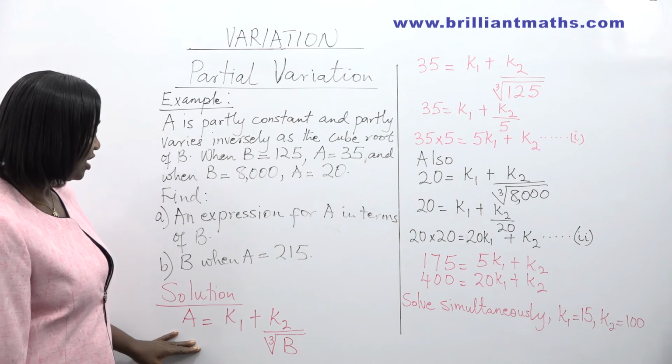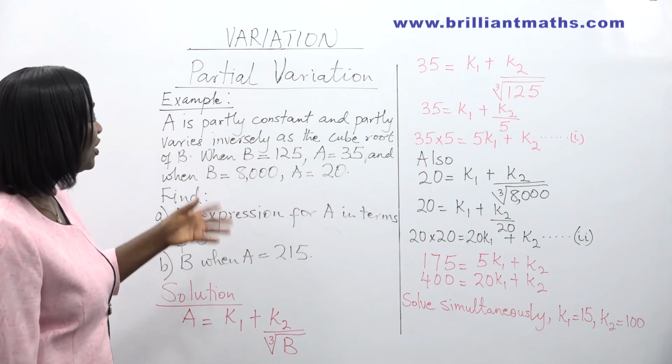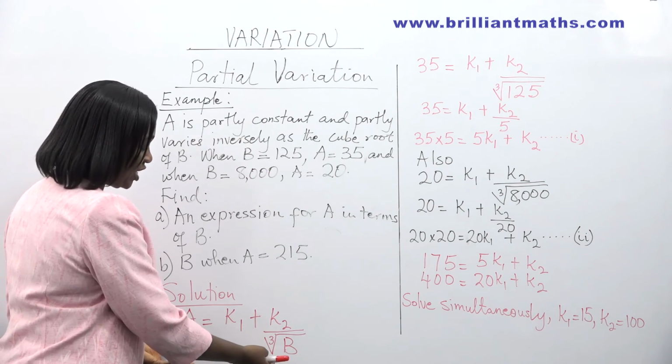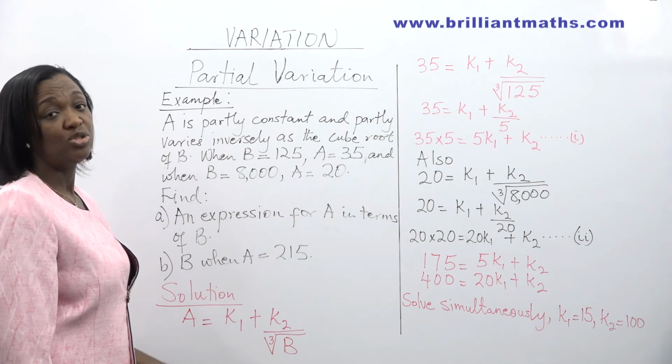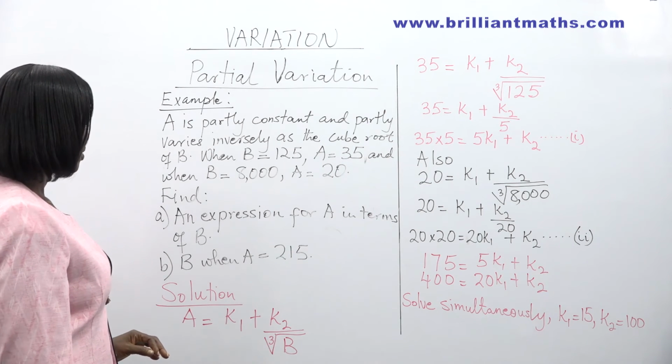We need to find the values of K1 and K2. That's why we've been given two values of A and two values of B to substitute into this and be able to solve simultaneously to get the values of K1 and K2. So let's go.